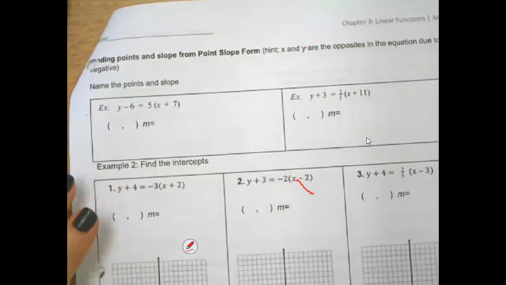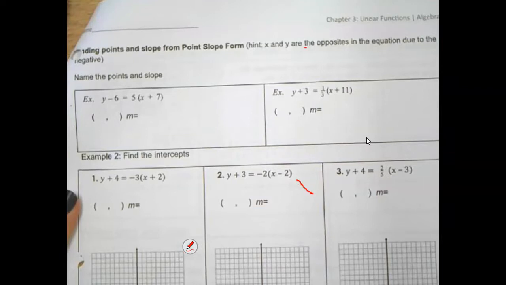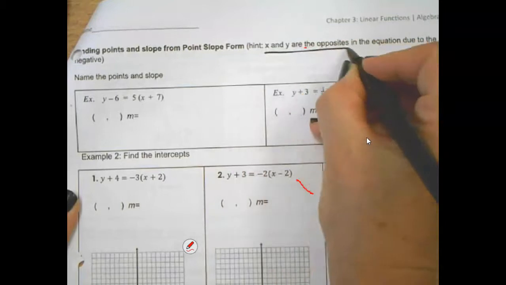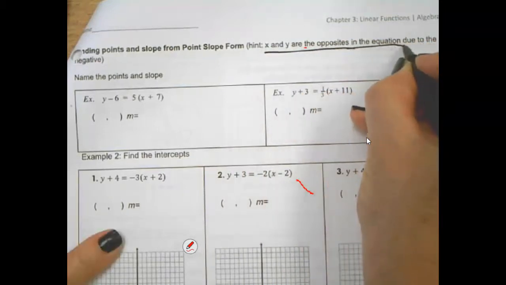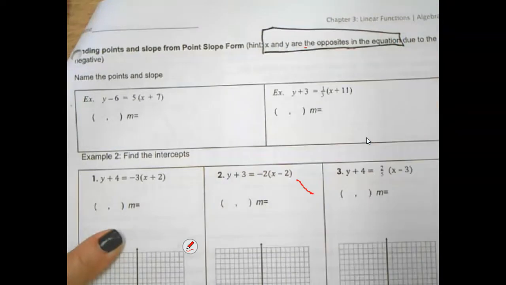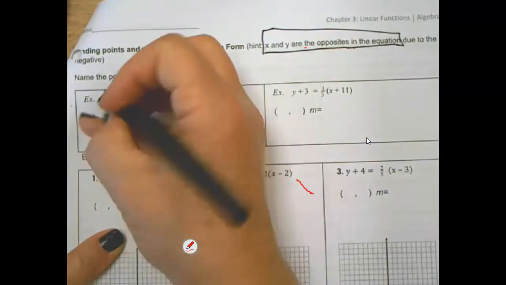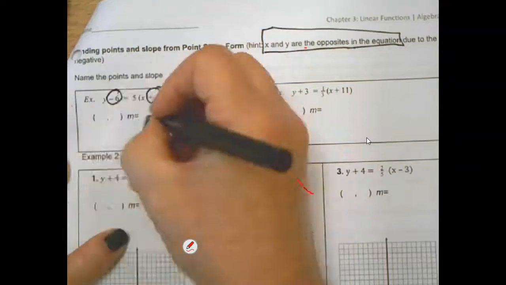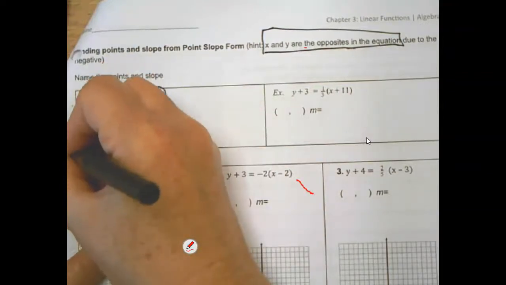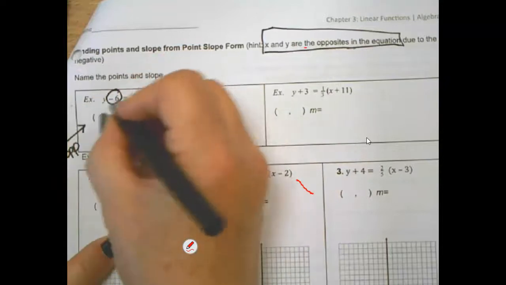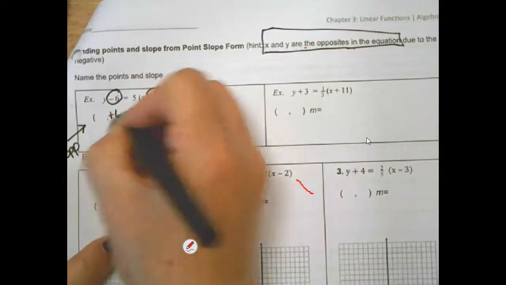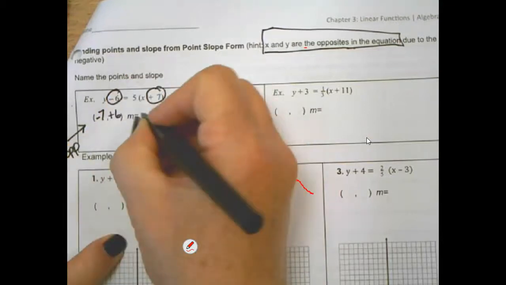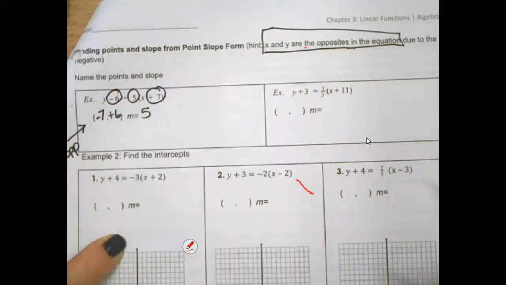So that's going to help us when we come over here. It says finding the points and slope from point slope form. Hint, the x and y are opposites in the equation due to the negative or the minus sign. So let's name the points and the slope here. Again, we want our opposites here. So that becomes our y is a +6 and our x is a -7. Our slope is easy. That's that guy.